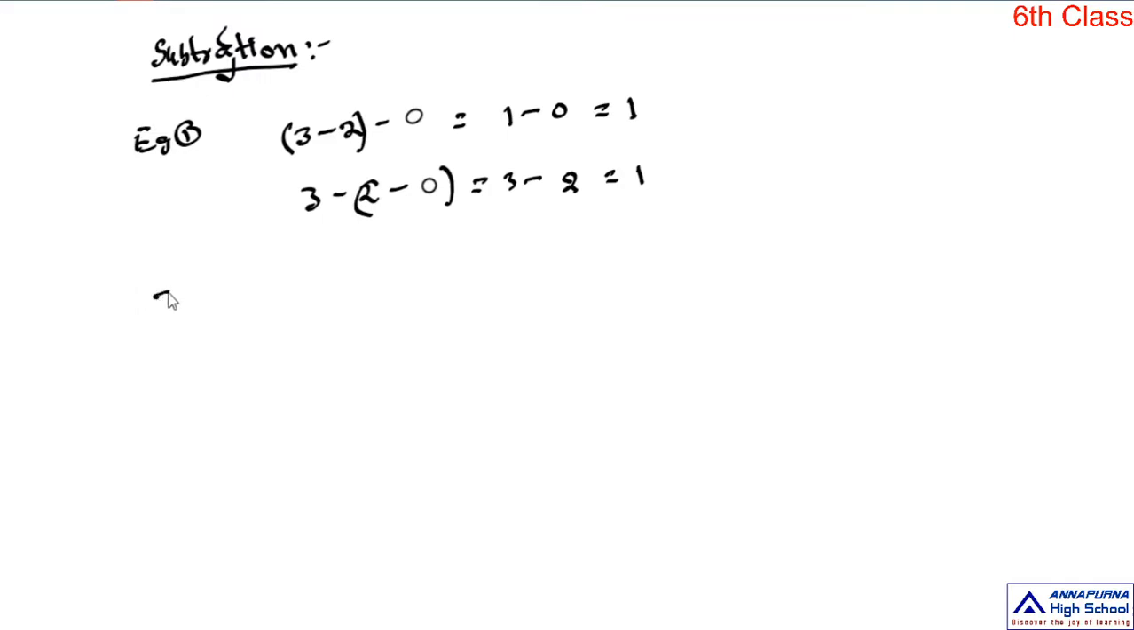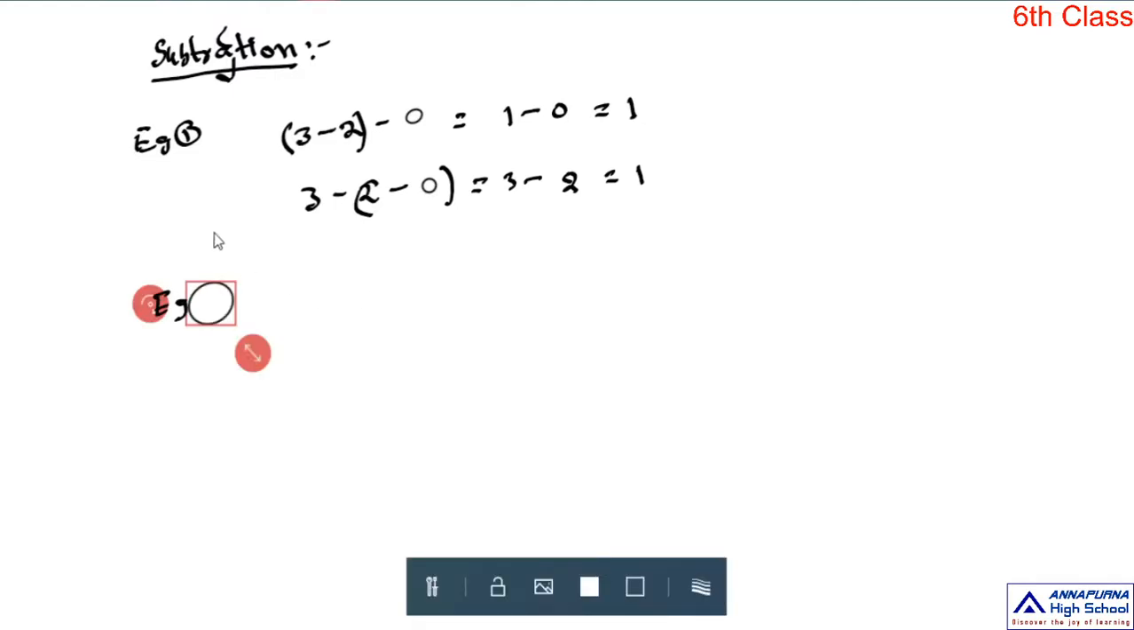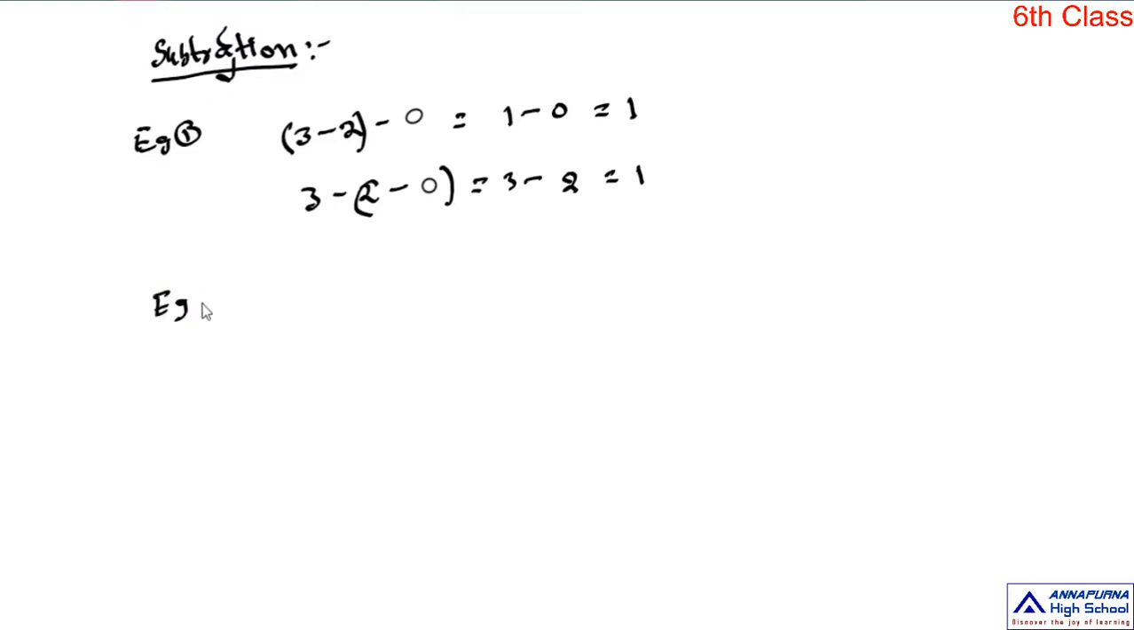I explain another example. Listen carefully. 5 minus 3 minus 2. First we subtract 3 from 5. 3 from 5, 2. 2 minus 2 is equal to 0.